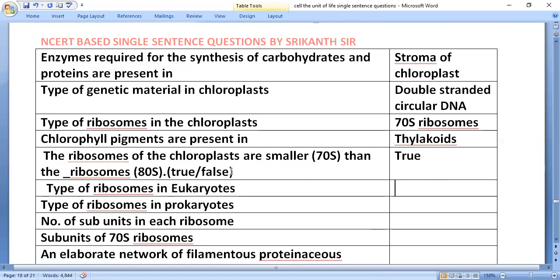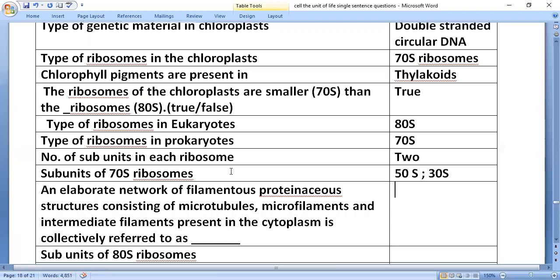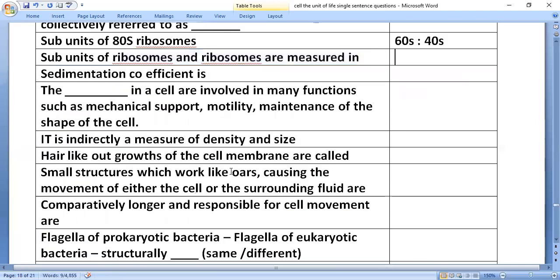Type of ribosomes in eukaryotes: 80S ribosome. Type of ribosomes in prokaryotes: 70S ribosome. Number of subunits in each ribosome: 2. Subunits of 70S ribosome: 50S and 30S. An elaborate network of filamentous proteinaceous structures consisting of microtubules, microfilaments, and intermediate filaments present in the cytoplasm is collectively referred to as cytoskeleton. Subunits of 80S ribosome: 60S and 40S. Subunits of ribosome and ribosomes are measured in Svedberg's unit, the sedimentation coefficient.